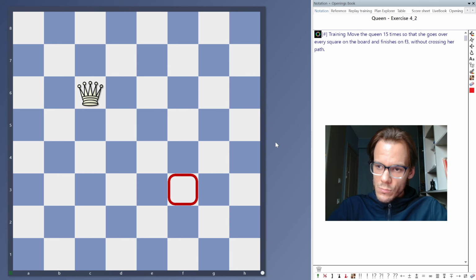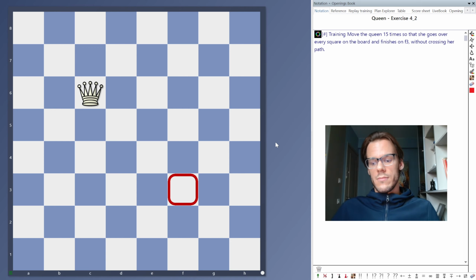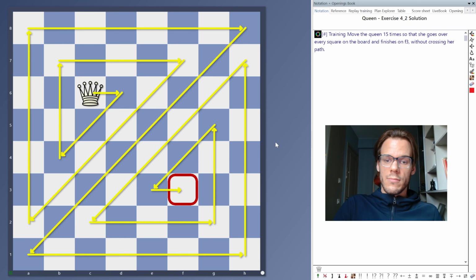Next. Here we have to move the queen 15 times so that she goes over every square on the chessboard, and we have to finish on f3, and again we're not allowed to cross our own path. And the answer is quite satisfying. The symmetry always looks so nice.